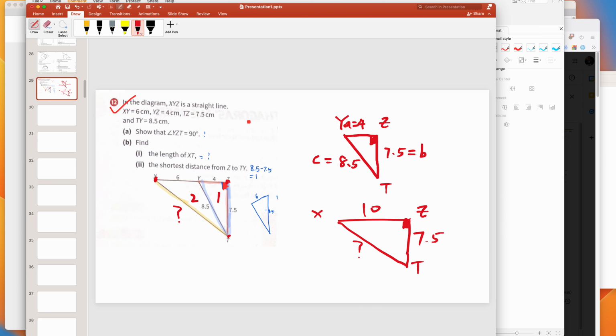So now with this ABC label, I hope you follow all these steps. Then you just use the formula, write down the formula. So the formula is a squared plus b squared equals to c squared, right? So you just put in 4 squared plus b squared, which is 7.5 squared. Is it equal to 8.5 squared? Can you help me check?